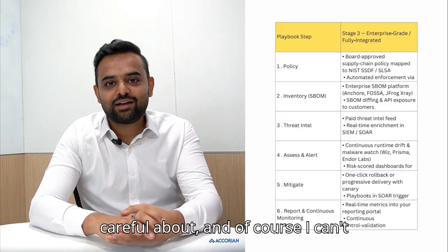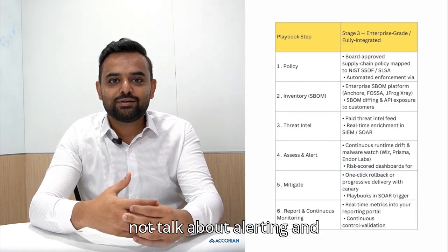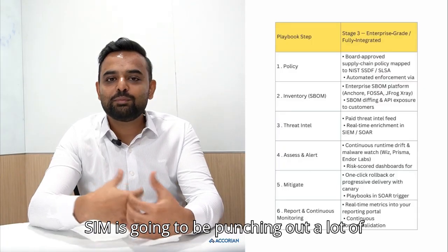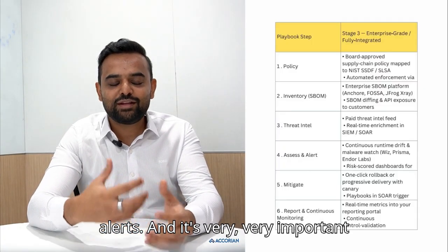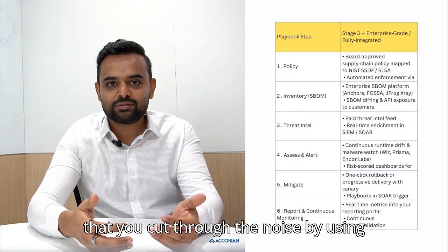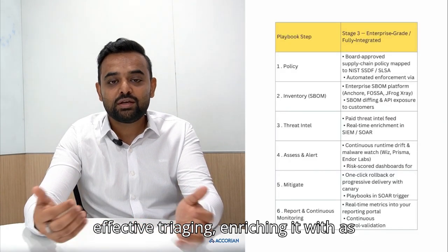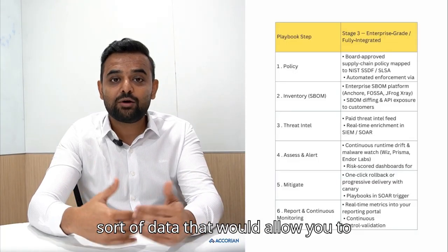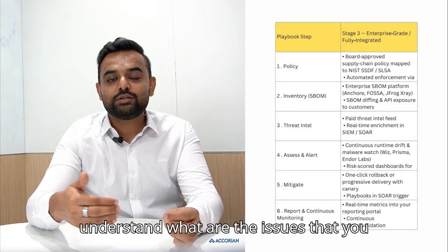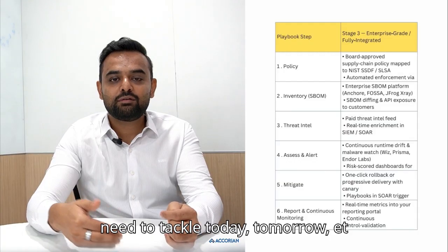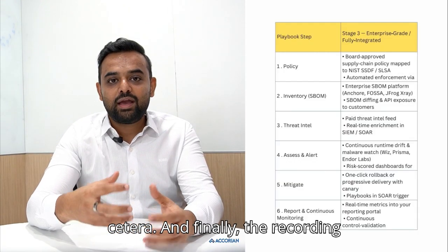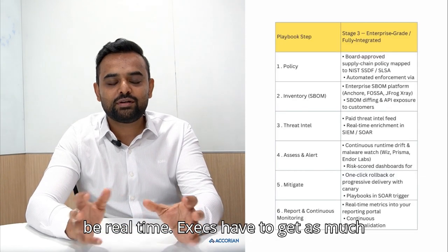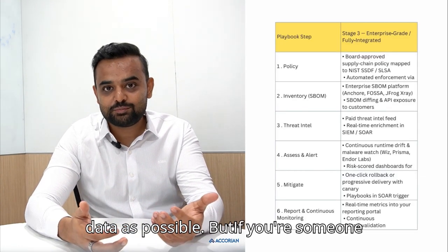And of course, I can't not talk about alerting and reporting, right? So this is where your SIM is going to be punching out a lot of alerts, and it's very, very important that you cut through the noise by using effective triaging, enriching it with as much telemetry data as you can, or any sort of data that would allow you to understand what are the issues that you need to tackle today, tomorrow, etc. Right? And finally, the reporting has to be a lot more dynamic. It has to be real time. Execs have to get as much data as possible.